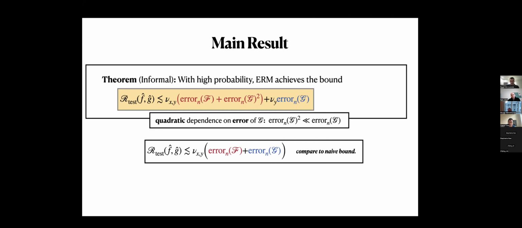Let's compare to a naive bound that might make this clear. If you weren't to do anything special, you would find that the testing generalization error without any sophisticated analysis would scale with the joint distribution shift in X and Y times the sum of the error in F plus the error in G. So this term is quadratically better for the term that hits here. It's much smaller. We're getting a much more benign dependence on the terms in G.